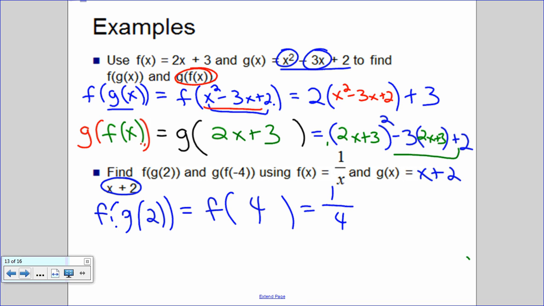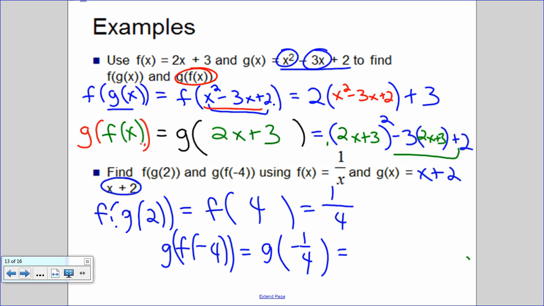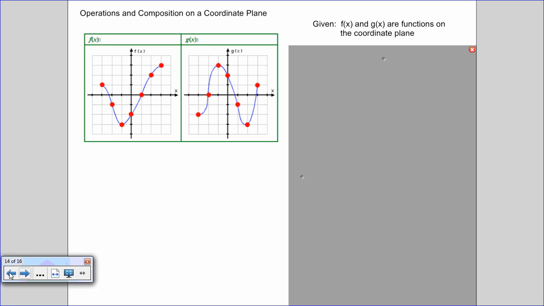The other one they want is G of F of -4. Once again, we read left to right, we compose right to left. Starting with F, I plug -4 into it and get G of -1/4. Then -1/4 goes into G, and G says to add 2 to the number. So 2 plus -1/4 is 7/4. And we are done.